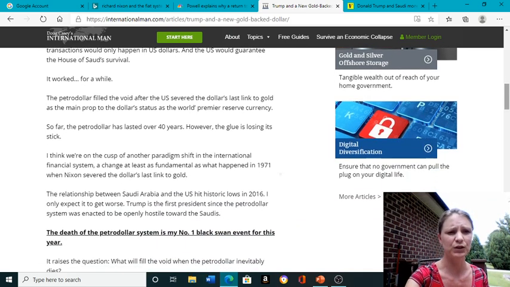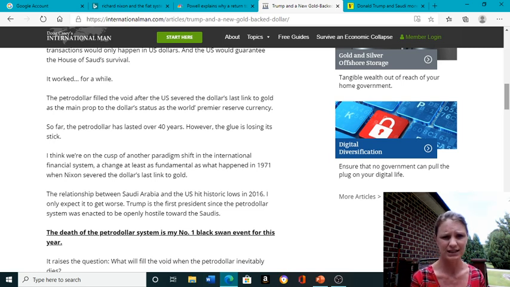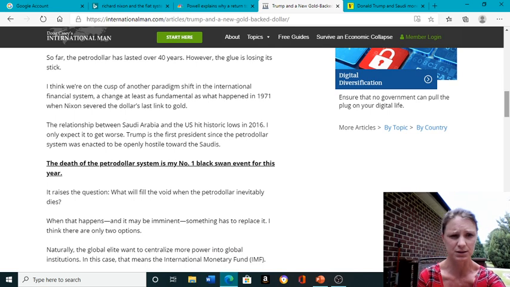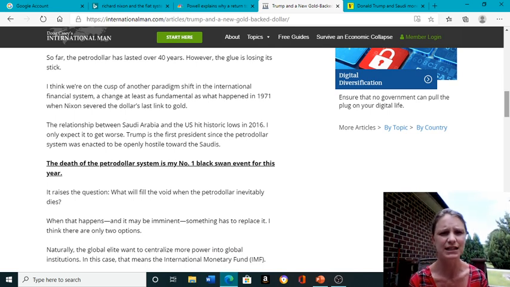The petrodollar filled the void after the U.S. severed the dollar's last link to gold as the main prop to the dollar's status as the world's premier reserve currency. So far, the petrodollar has lasted over 40 years. However, the glue is losing its stick. I think we're on the cusp of another paradigm shift in the international financial system, a change at least as fundamental as what happened in 1971, when Nixon severed the dollar's last link to gold.